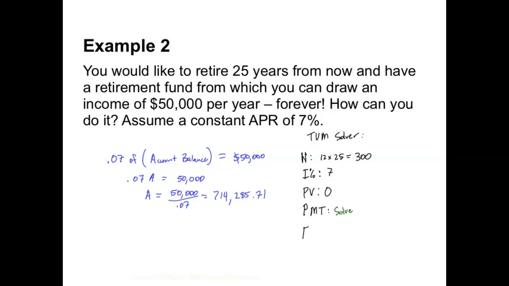My future value, that's the thing I just figured out. I know that by the end of this, I need it to be $714,285.71. My payments per year is going to be 12, and my compounding per year is also going to be 12.